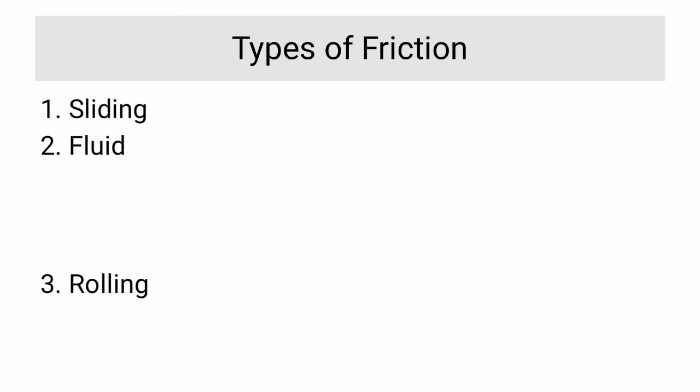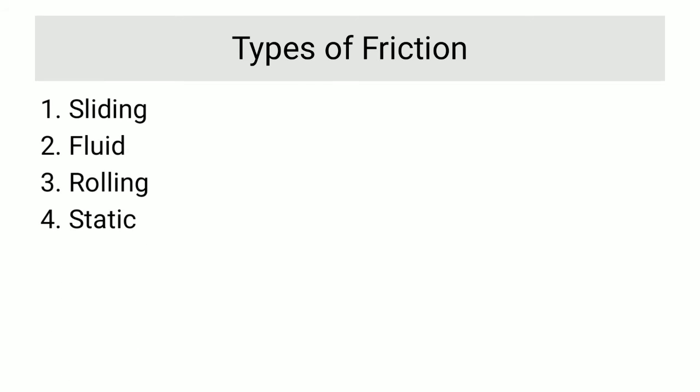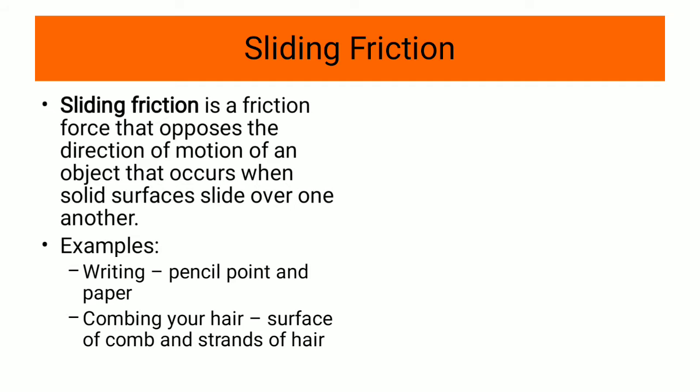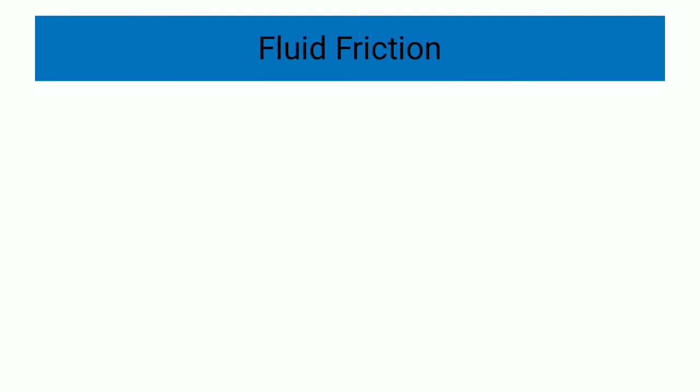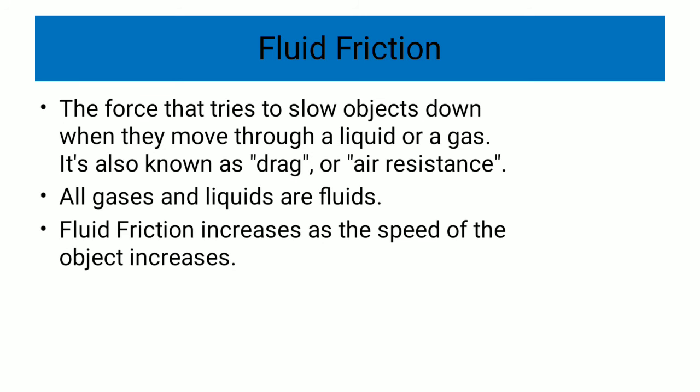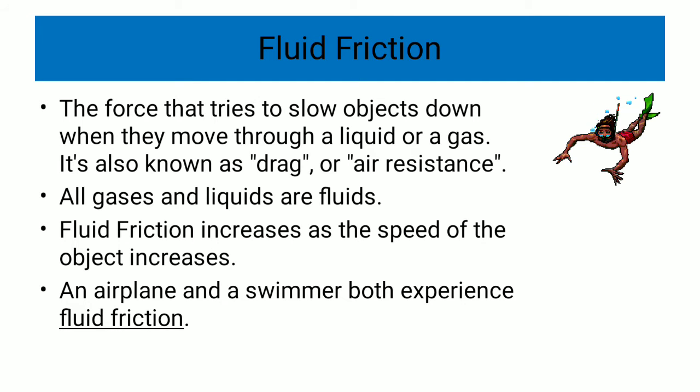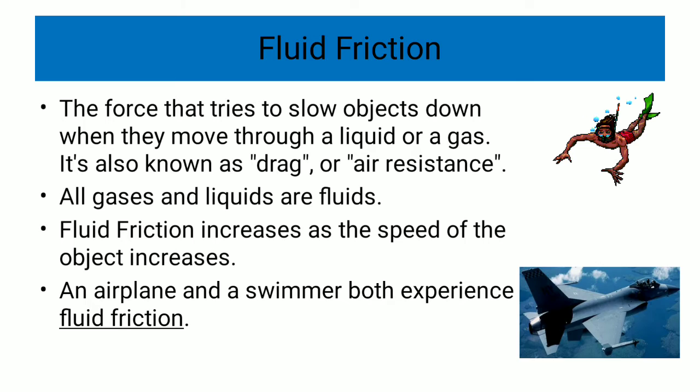There are different types of friction. These are sliding friction, fluid friction, rolling friction, and static friction. Sliding friction is the friction which opposes motion of the body when we are pushing the object. For example, whenever we are writing or combing, we get sliding friction. Fluid friction is that friction which offers resistance when there is air drag or resistance to the body. This is known as fluid friction.